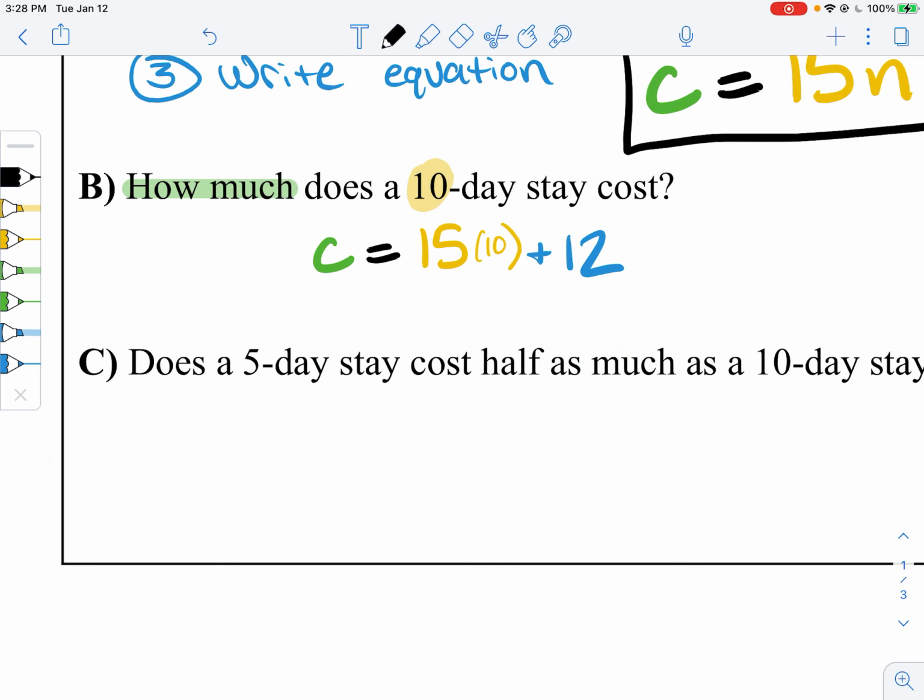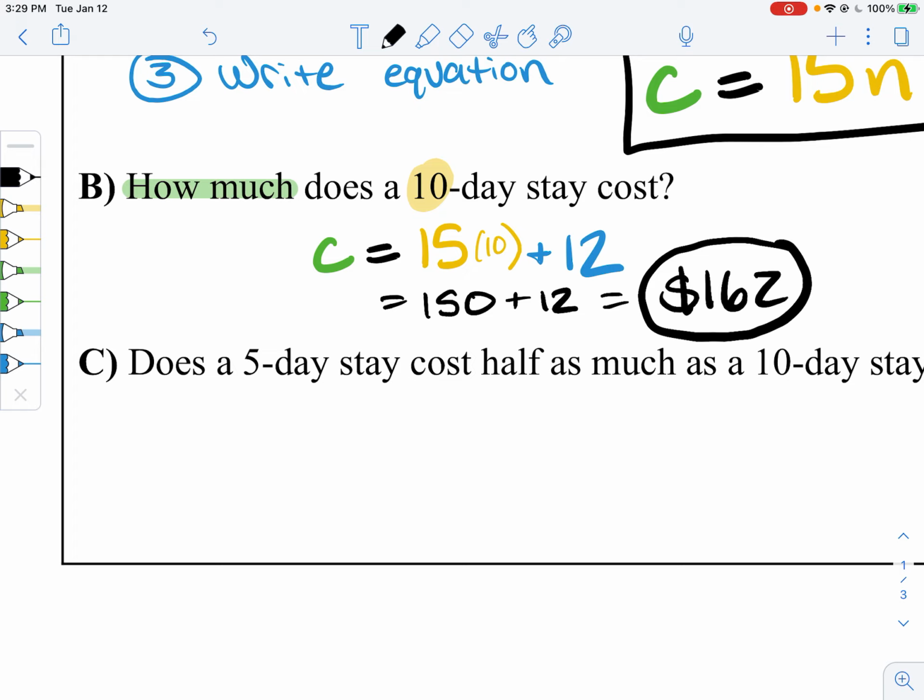Well, that's 150 plus 12, which is 162. So it costs $162 to have your dog stay there for 10 days.